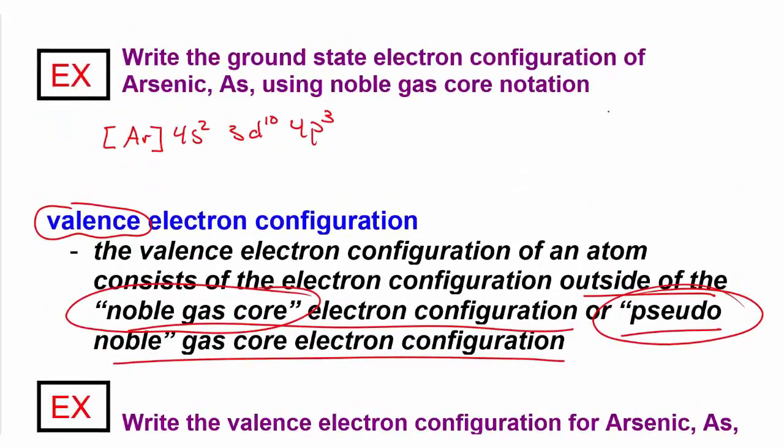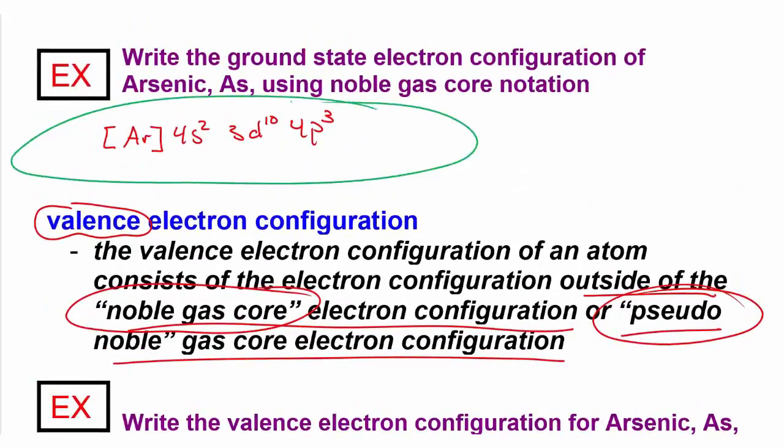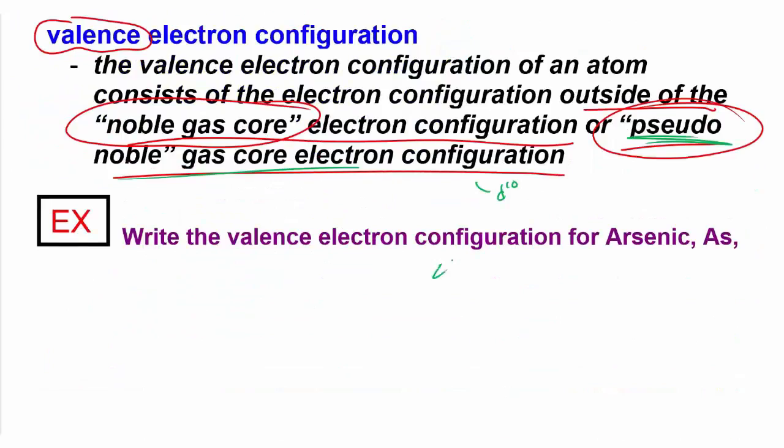For example, we said that this is arsenic's electron configuration. So don't include the noble gas core. Don't include the pseudo-noble gas core. That's d10. Anything d10, don't include that. So what's left? 4s2, 4p3. That's the answer: 4s2, 4p3.